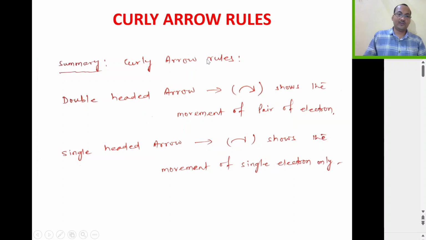In summary, the Curly arrow rule says that the double-headed arrow shows the movement of a pair of electrons, and the destination of this arrow will point towards the more electronegative atom. And the single-headed arrow, the half-headed or fish-hooked arrow, shows the movement of a single electron only.